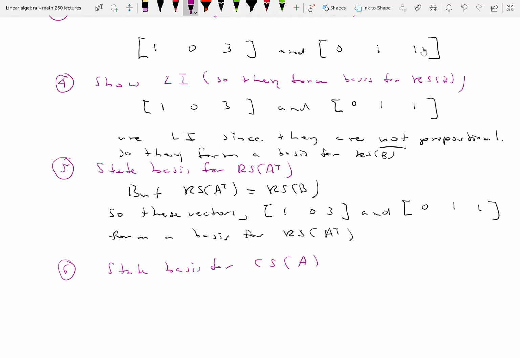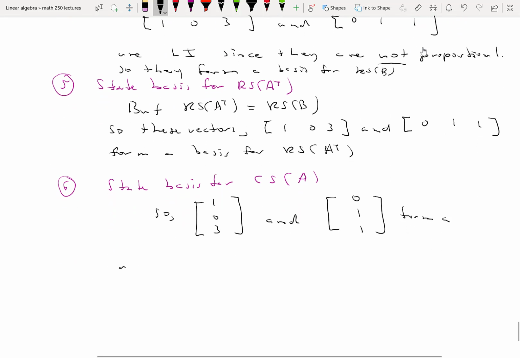We have a basis for the row space of the transpose, so we should transpose this basis to get the basis for the column space. So 1, 0, 3 and 0, 1, 1 form a basis for the column space of the original matrix. Okay, well, that ends the three subspaces that we wanted to look at.